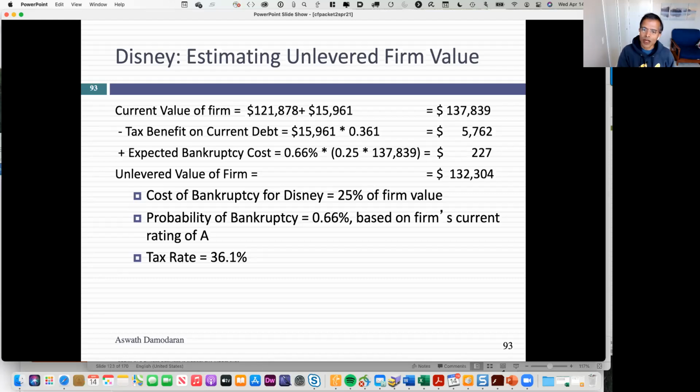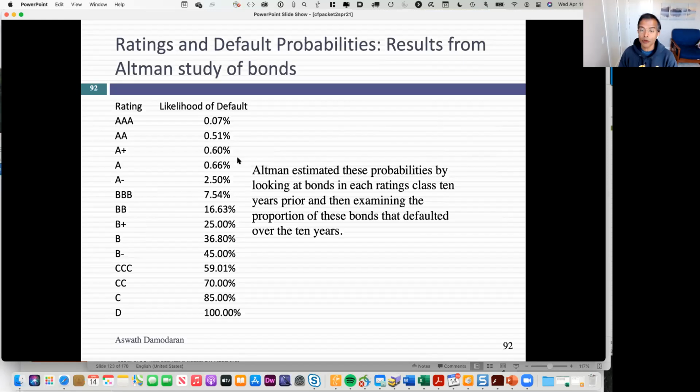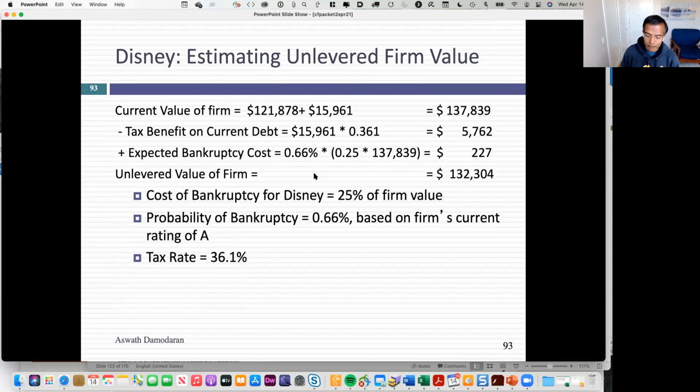But I do get a bonus, right? If I take the debt off my books, I'm no longer going to have the bankruptcy cost that goes with that debt. So here's what I do. I add back the expected bankruptcy cost. And to do that, I estimate the probability of default given Disney's rating. I don't know whether you remember, but Disney's rating was single A. The probability of default is 0.66%. You can go back and look at single A rated bonds, 0.66%. I multiply that 0.66% by my cost of bankruptcy.